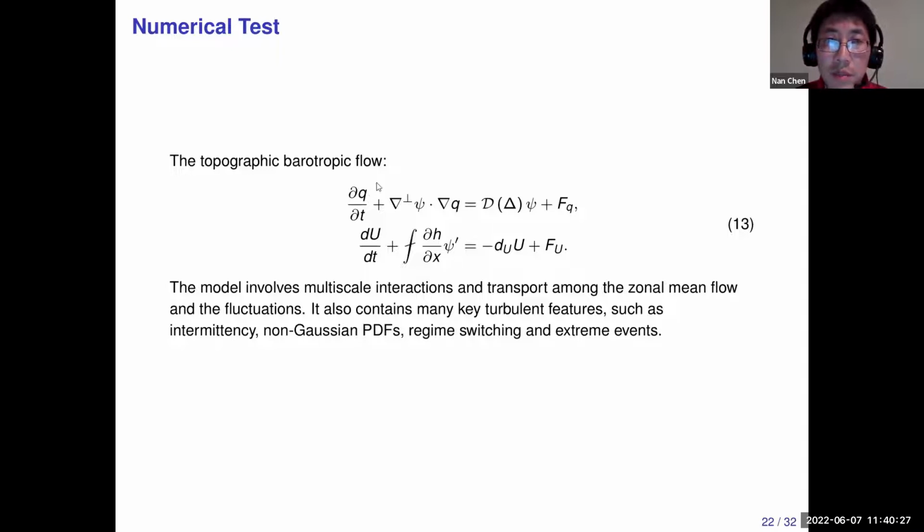And the reason we propose this one is this model actually contains a lot of very nice features, such as the multiscale interactions and the transport among the zonal flow and the fluctuations. And also when we look at statistics or the time series, this model will give us a lot of intermittency, non-Gaussian distributions, regime switch, and extreme events.